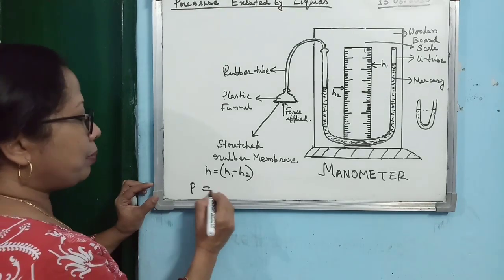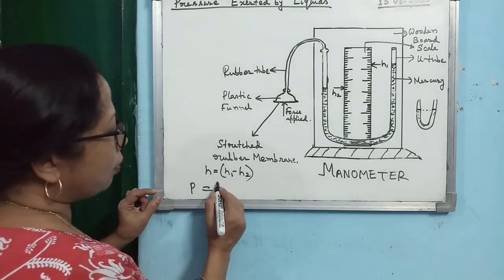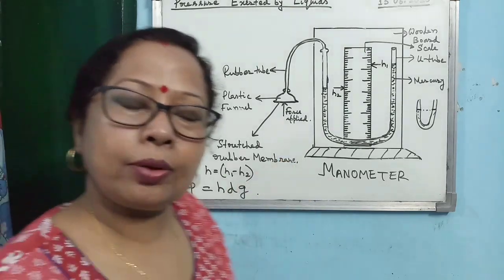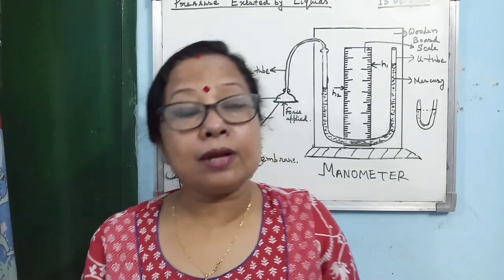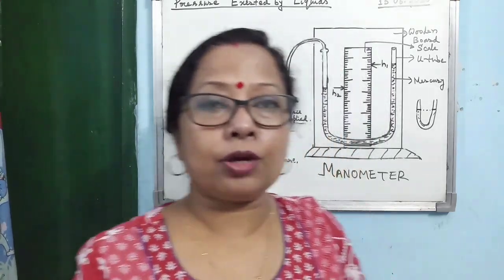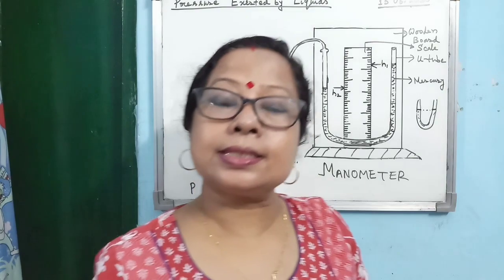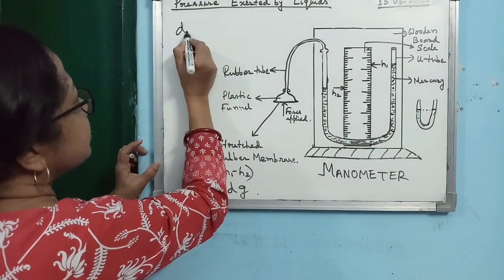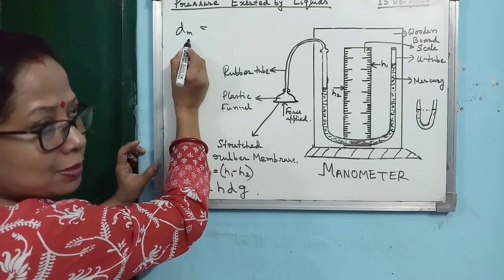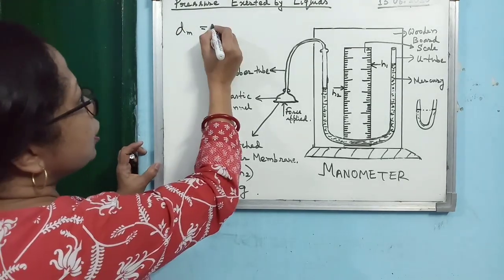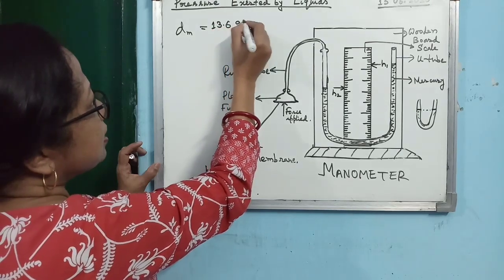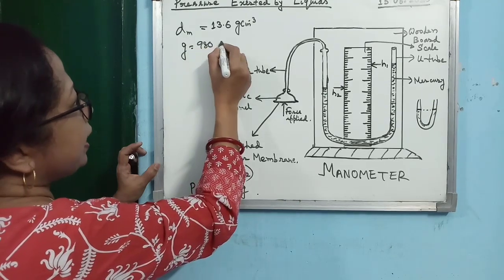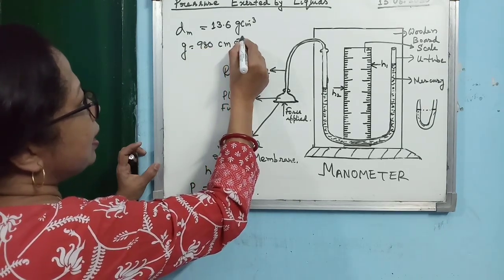Then what is the pressure exerted by the liquid? Use the formula h into d into g, where d is the density of mercury. Density of mercury is 13.6 gram per centimeter cube, and the value of g is 980 centimeter per second square. I am writing here, m stands for mercury.